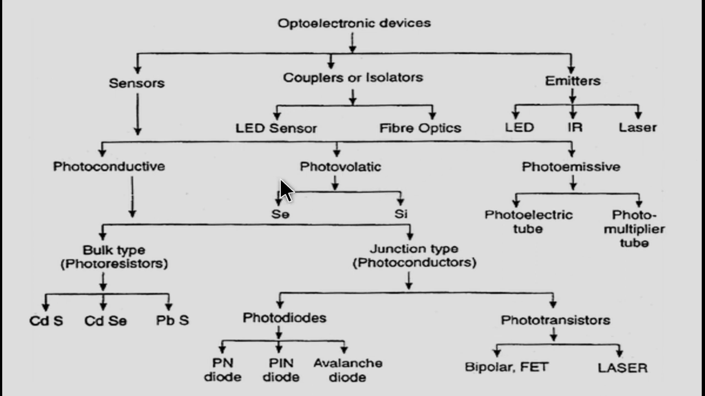The next category is photovoltaic. In photovoltaic devices, there is a conversion of light into electricity, or voltage. The example is the solar cell, that is the silicon solar cell or selenide solar cell. And next, the category under sensors is photoemissive, which means it emits electrons when light is incident on the semiconducting material. Examples are the photoelectric tube and the photomultiplier tube.